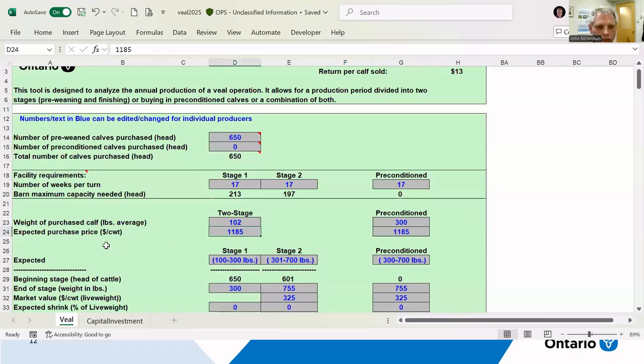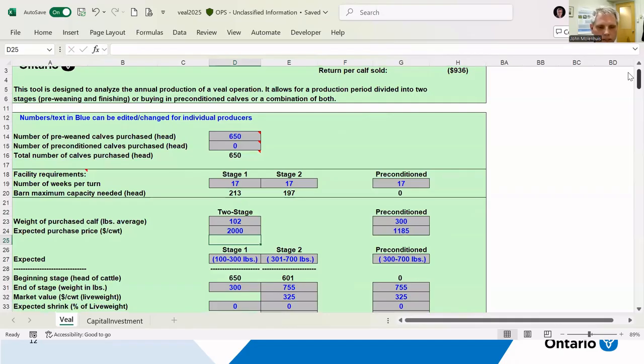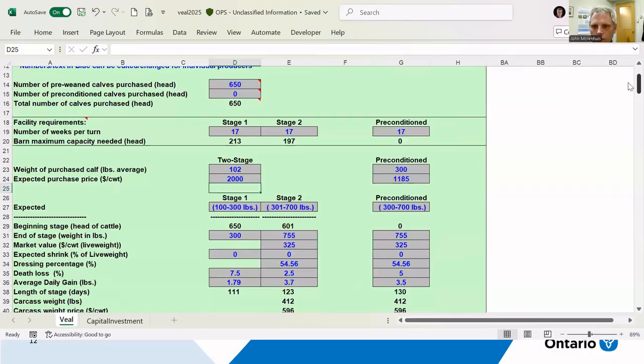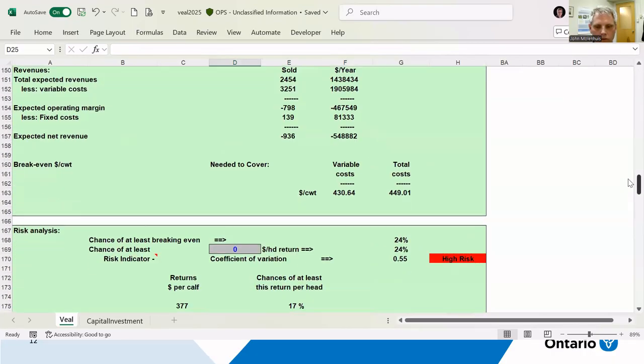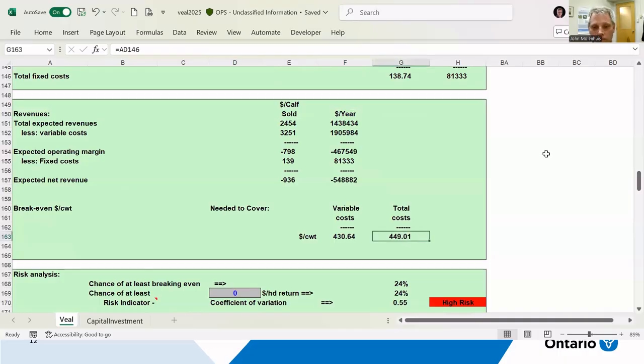together, right? So you're looking, okay, if I'm spending $2,000 a calf, see, there's my return to calf, minus 900. And that's at 325. So now you can, again, apologies for scrolling. There's really no other way to do this piece of it. But if I'm paying $2,000 a calf, what does that do to my break evens down here below? So you can start seeing, well, I need to be getting 449 for my calf. And I need at least 430 just to cover my variable costs.